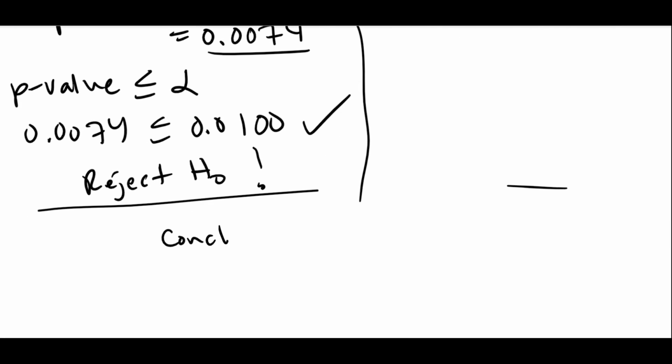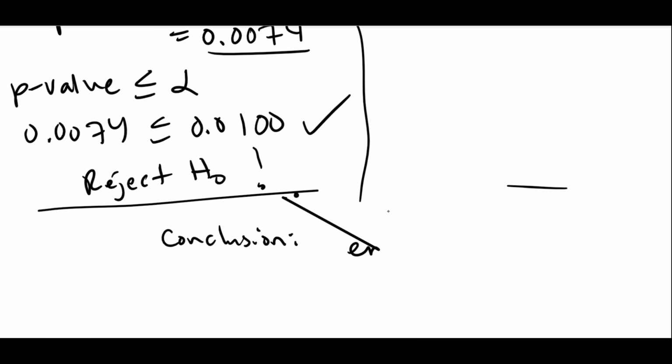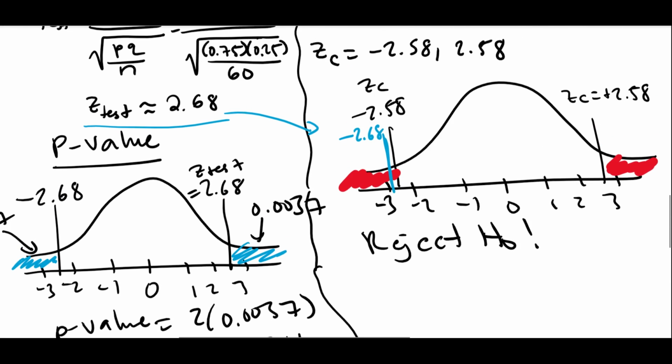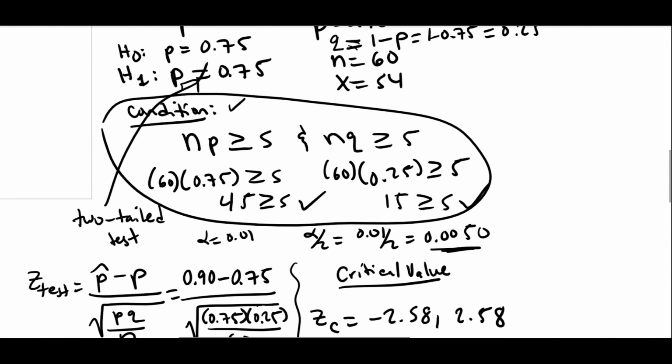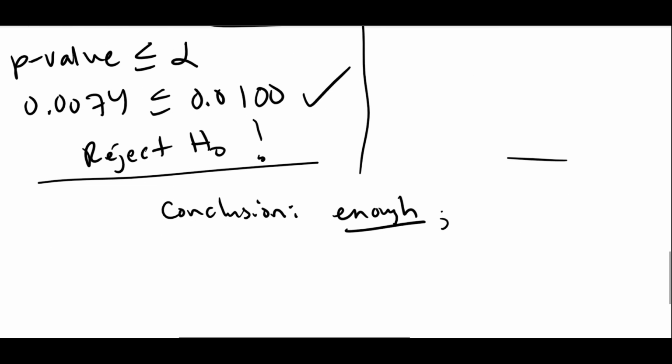So our conclusion here is that we're going to, so that means we said there is enough evidence. Sorry, I put not. It should be there is enough evidence at the 1% level of significance to, and then looking at our claim belongs to our null, so we're going to use the word reject. To reject the claim that... We'll go ahead and insert the claim.